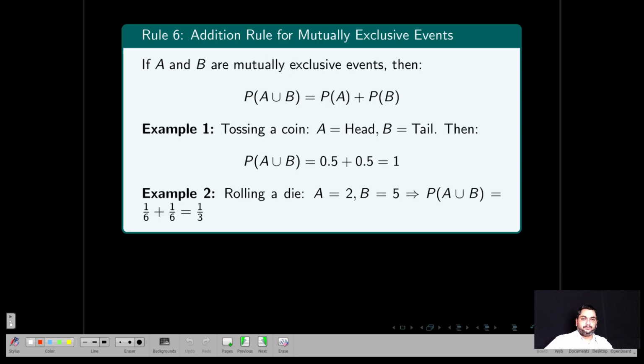The next one is the addition rule for mutually exclusive events. When I add this part, P of A union B, you already know the formula, right? P of A plus P of B minus P of A intersection B. You have already seen that mutually exclusive means this value will be 0.